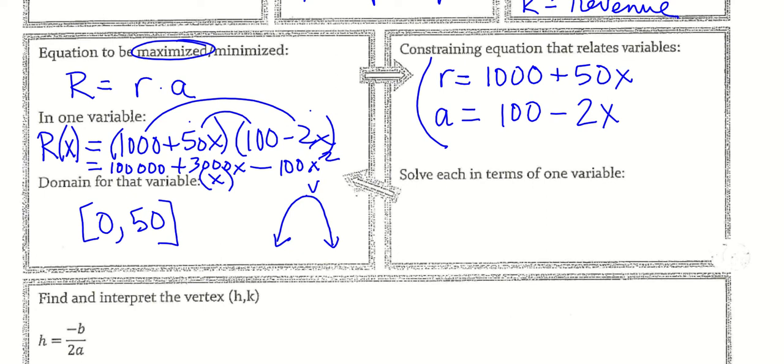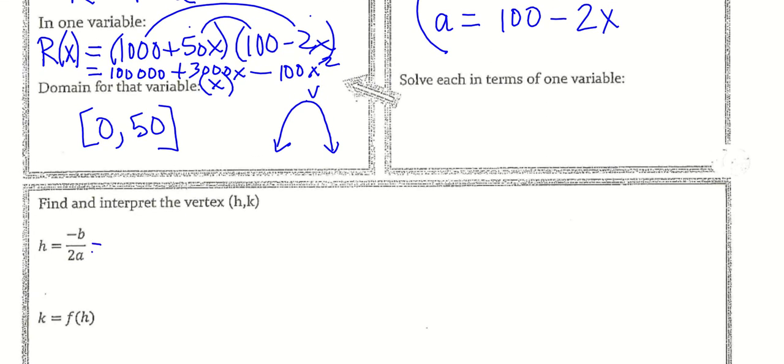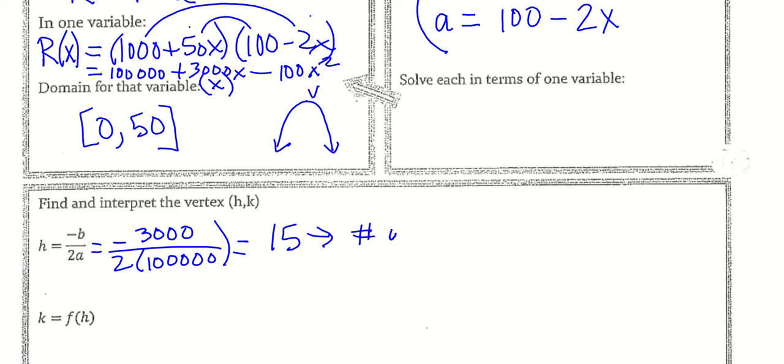So if I want to find h, h will equal the opposite of my b, so that's negative 3,000 divided by 2 times a, so 2 times negative 100. I divide that out and I get 15. And 15 is a value for my independent variable, which is X. So 15 is the number of $50 rent increases. Again, we are not raising the rent by $15. We're raising the rent by $50, 15 times.